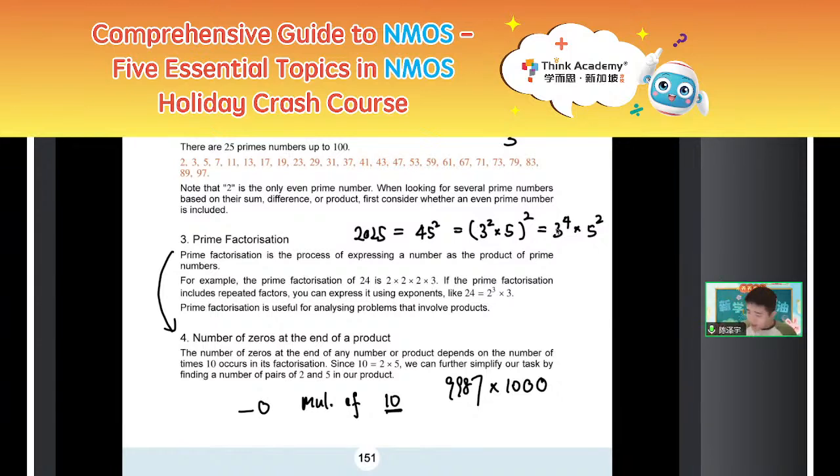But then, how can we get the 10? We get the 10 from, yes, we already have people saying it's an even number multiplied by 5, right? So we get the 10 from 2 times 5. So after you do the prime factorization, how many pairs of 2 times 5 you have will determine how many zeros you have at the back of the number, right? So this is the idea of the number of zeros at the end of the product.